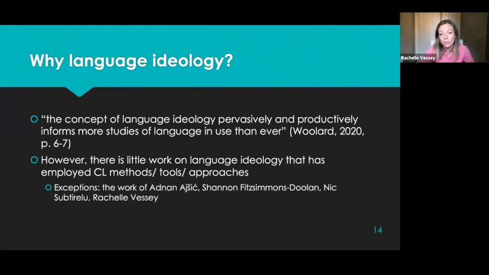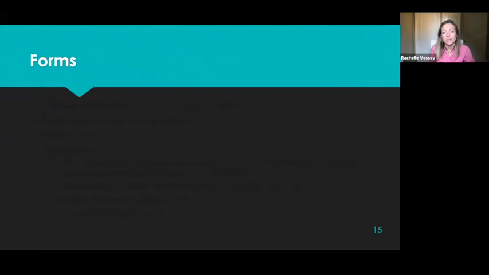So there's very little work on language ideology that has employed corpus linguistics methods, tools, dare I say, theories, or approaches. And although I count myself among the few figures in this niche field, there are some important other names that I wanted to mention here. Just for reasons of time, I'm not telling you or showing you more about their work, but they are important references to be aware of. So there's a lot to be done. And why has corpus linguistics and language ideology not been combined, despite the fact that language ideology is so ubiquitously studied in so many other fields of linguistics? Well, I'll get there in a few minutes.